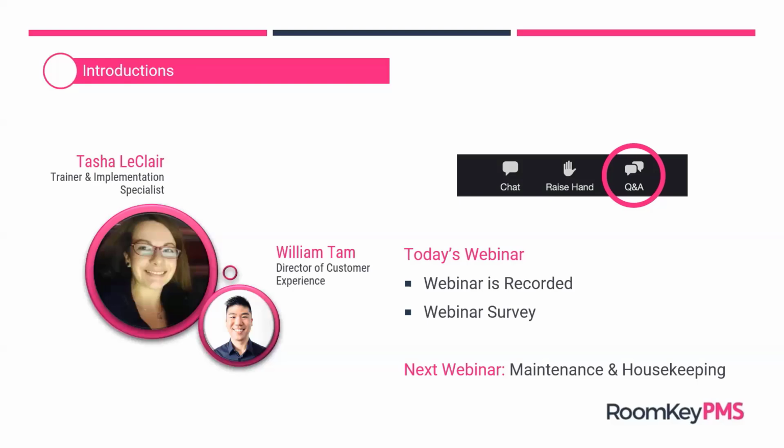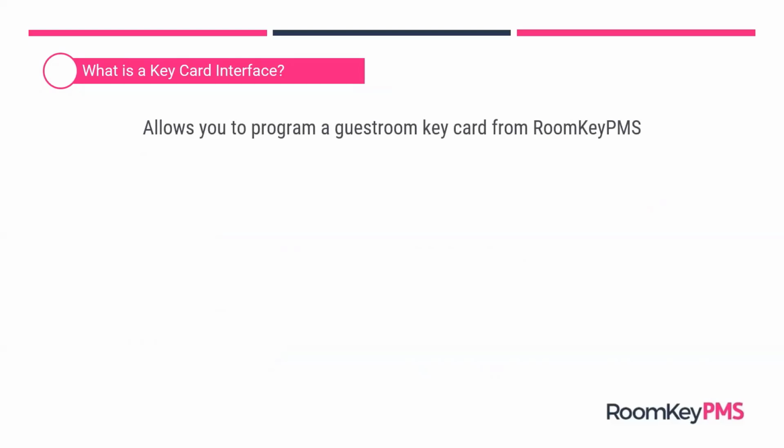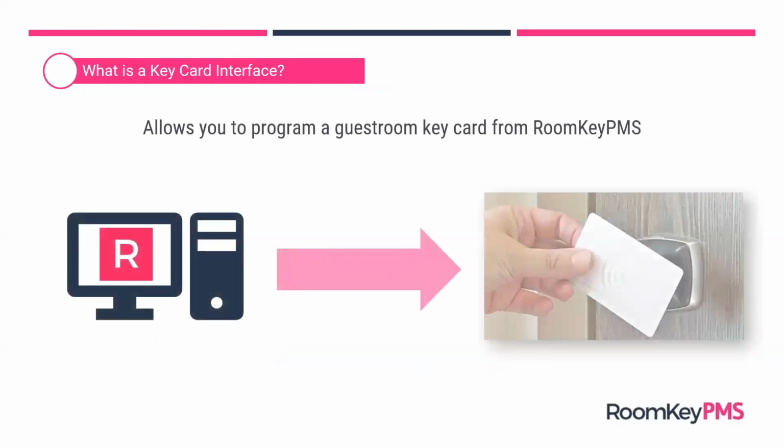Okay. So let's dive right into our topic for today and define what is a keycard interface. It essentially allows you to program a guest room key card from RoomKeyPMS. So within RoomKey itself, that communicates with a device or mobile application, and it allows the guest to actually enter the guest room.